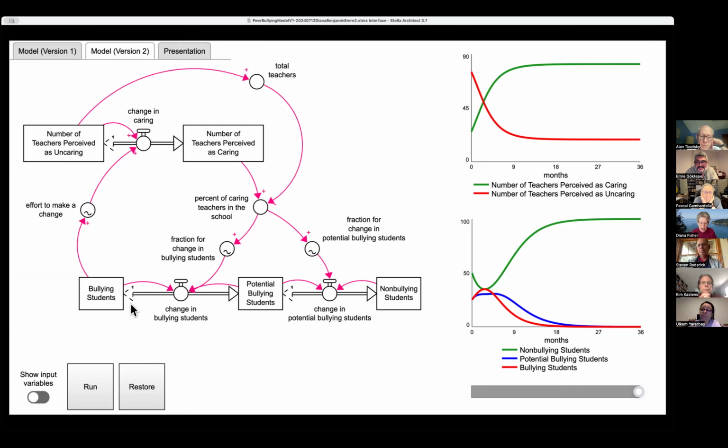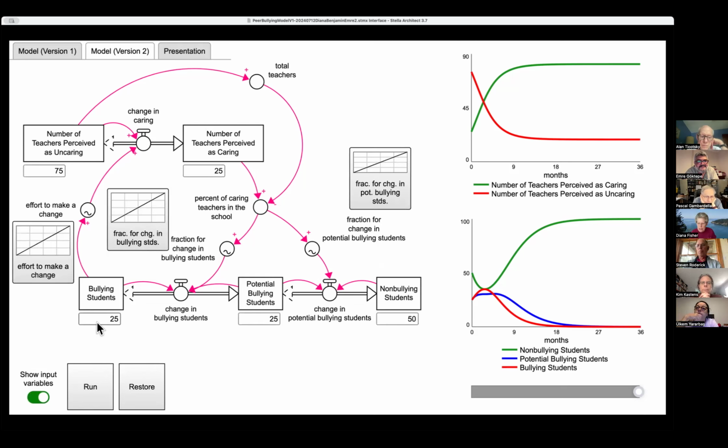And here, because we had so many bullying students, well, actually, we only had 25, so that was not so bad, but we had a lot of uncaring teachers. And so the number of bullying students increased because the environment was not very friendly. And the number of non-bullying students decreased because kids are moving to the left in this diagram until you get enough caring teachers that it impacts in a positive way, moving students to the right instead of to the left.